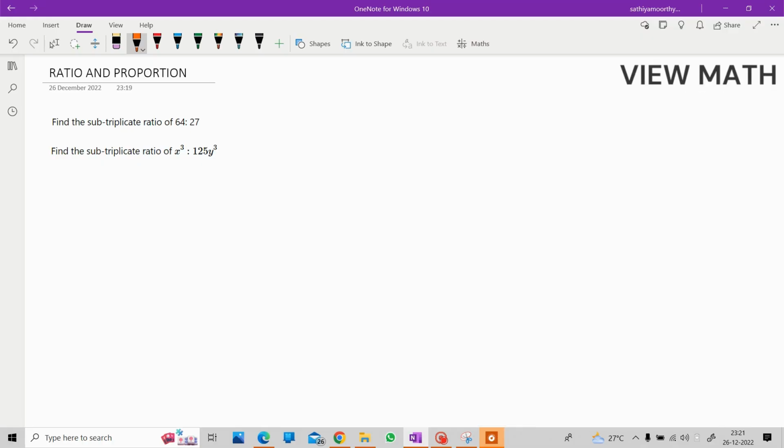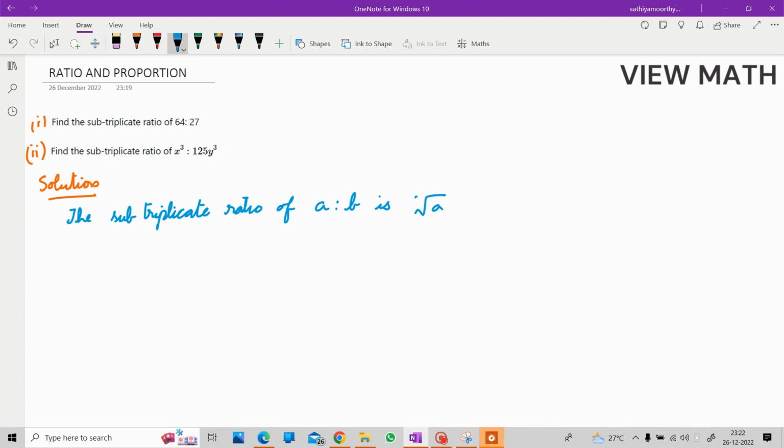Now let's see the next problem. Find the subtriplicate ratio of 64 is to 27. This is the first subdivision and this is the second subdivision. Now let me find out the subtriplicate ratio. The subtriplicate ratio of A is to B is cube root of A is to cube root of B. This is a subtriplicate ratio of A is to B.